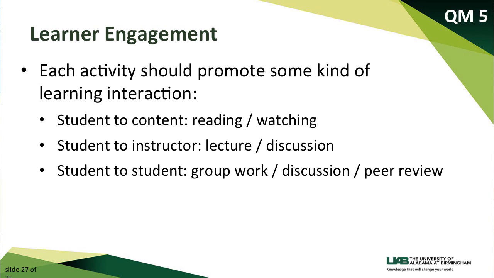According to QM, there should be a goal for each type of learning interaction, and this is QM5. Student to content, so reading and watching, student to instructor, lecture and discussion, and student to student, group work, discussion, and peer review. So think about what the goal of that activity is and how it can foster what it is the goal of the course is.